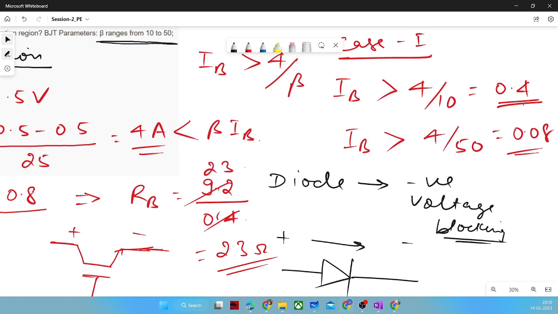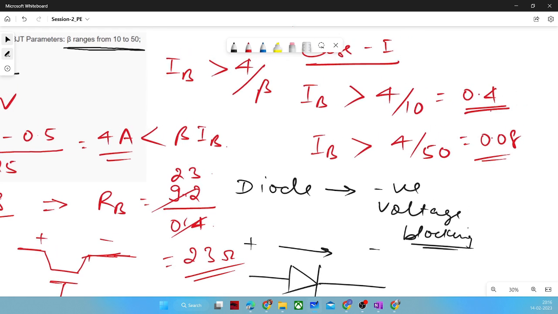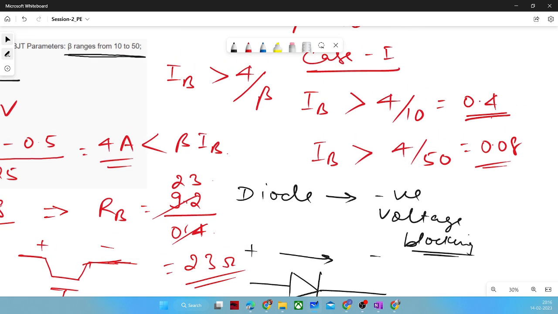When we substitute this IB, RB will be maximum. Yeah, because for saturation, IB should be greater than the minimum 0.04. Just if one number is greater than 0.04, and one number is greater than 0.008, so by two conditions you just need to conclude. So that's it.